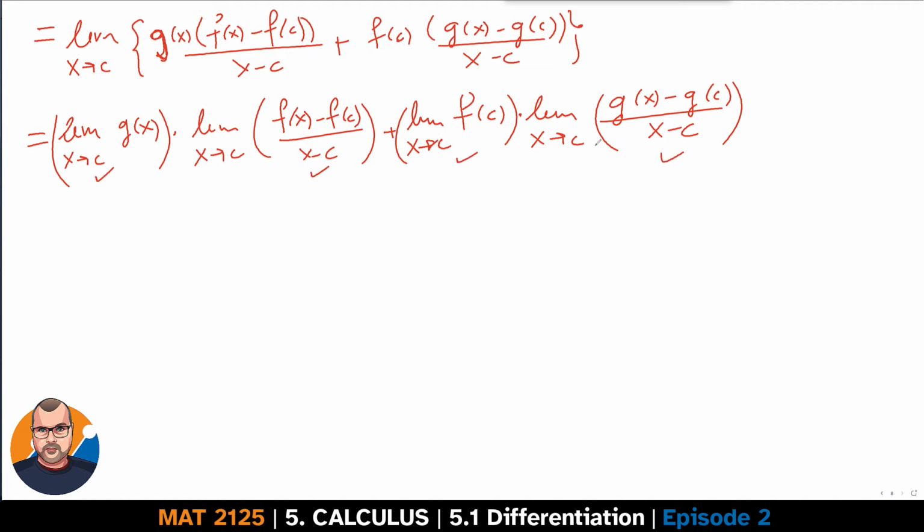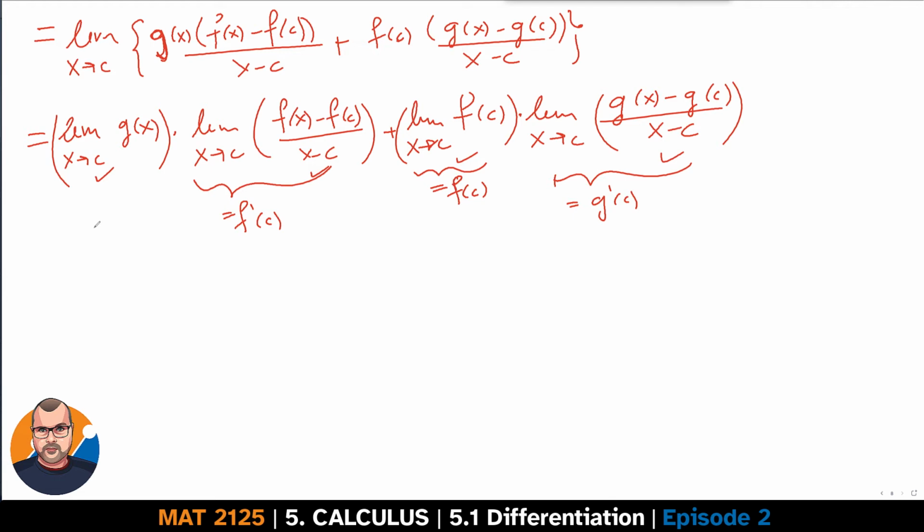And we can only write this if it turns out that each of the 4 individual limits exists. Well, we know the fourth one exists because g is differentiable at c, and this is exactly the derivative of the function g at c. Similarly, we know that the second one exists because this is exactly the definition of f prime at c. We know that f is differentiable at c. f at c is a constant, and the limit of a constant actually exists. This is equal to f at c.